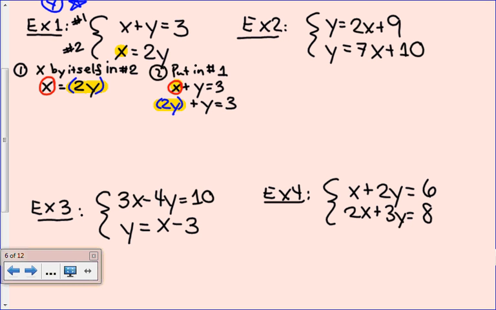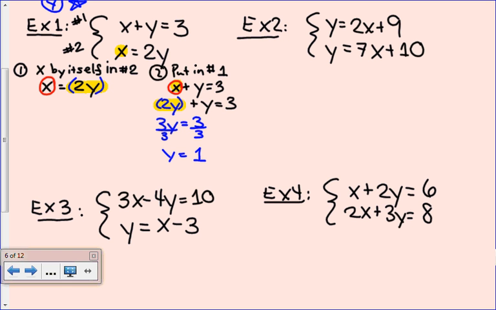Now at this step, I'm dealing with just one variable. Okay, so 2y plus y is how many y? Okay, divide by 3. Now you've solved for y, but you still need to solve for the other variable.